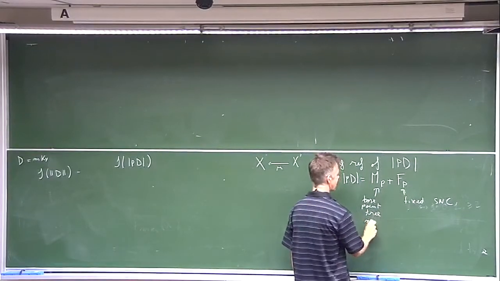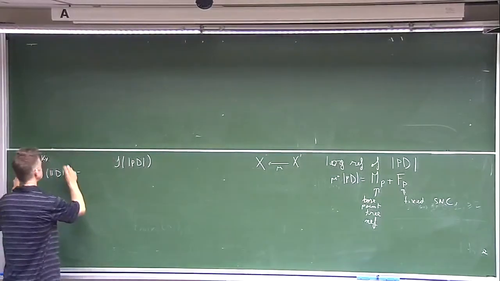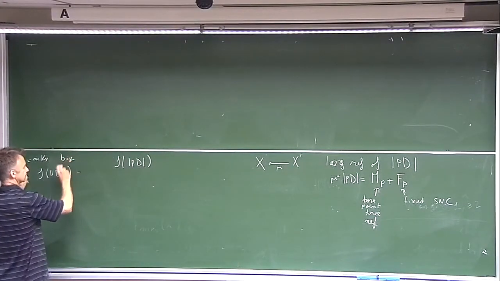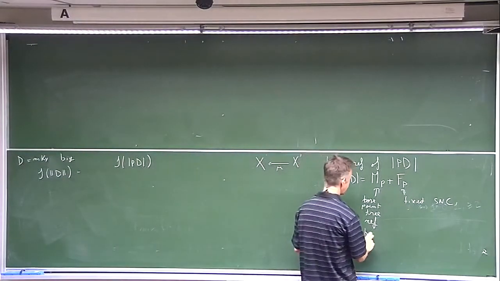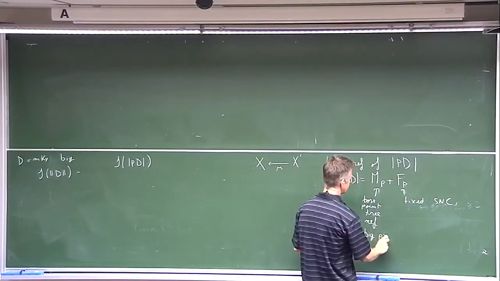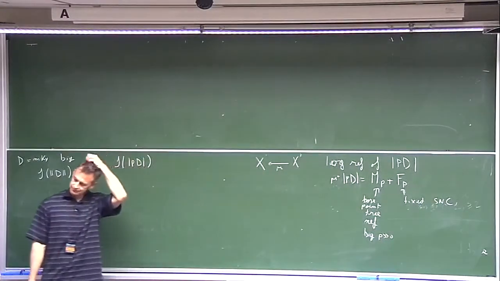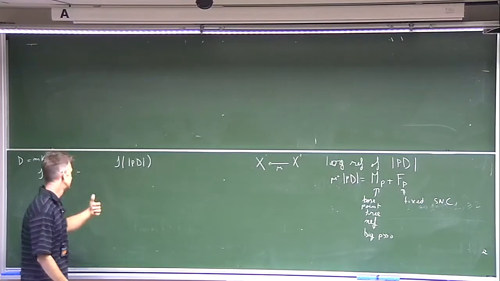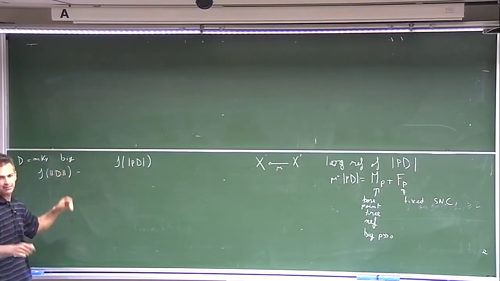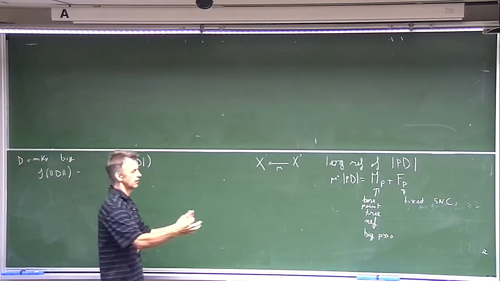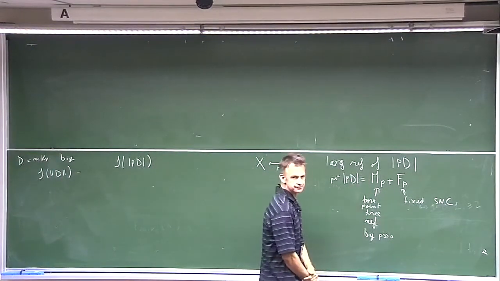In particular, it's NEF. And now, if I'm assuming that my divisor D is big, then not only is it NEF, but it will also be big as soon as P is sufficiently big. Right? Some multiple would define a birational map, and so the moving part still defines a birational map, so it has to be big.